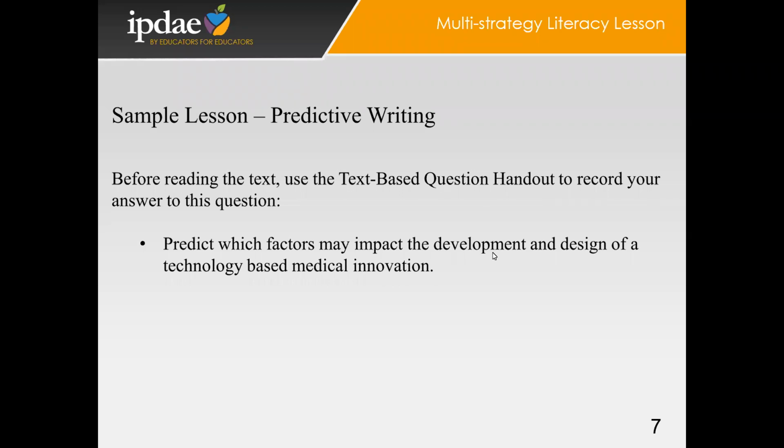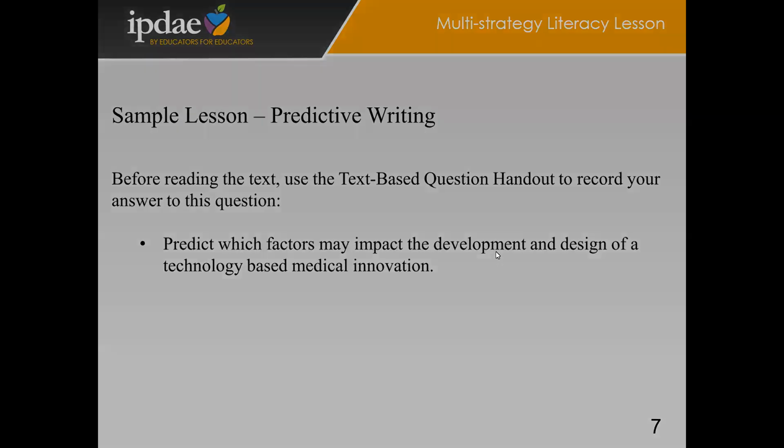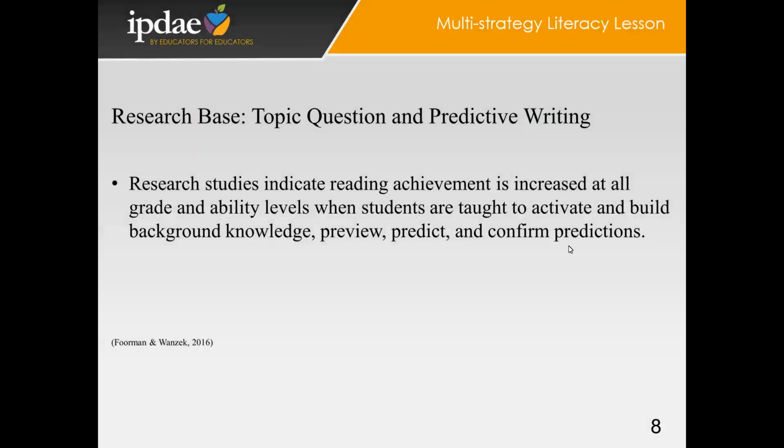Then we're going to read the article and you'll see, were my predictions correct? There's research that shows that reading achievement increases at all grade and ability levels when we teach students to activate and build background knowledge, which we just did, and preview, predict, and confirm predictions, which we're going to do.